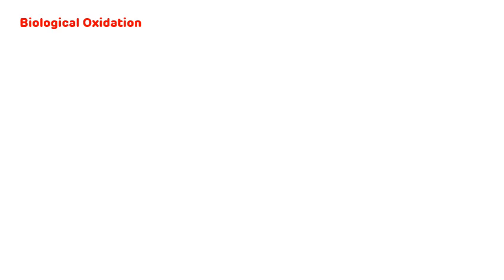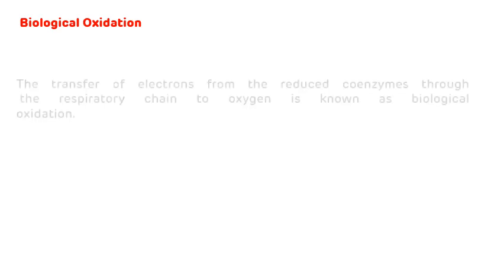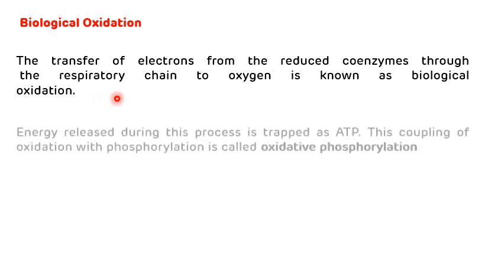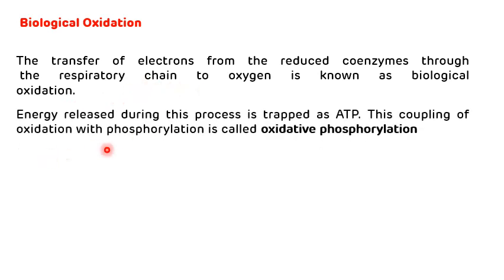First, the definition of biological oxidation. Biological oxidation is basically the transfer of electrons from the reduced coenzymes through the respiratory chain to oxygen, and the energy which is produced during this process is trapped as ATP. So this coupling of oxidation with phosphorylation is called oxidative phosphorylation.